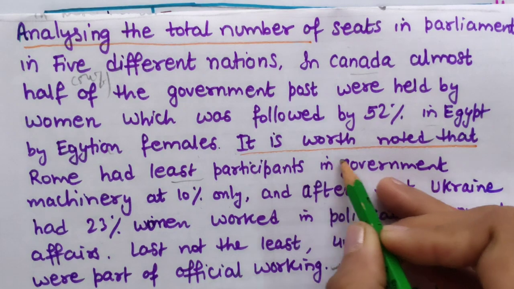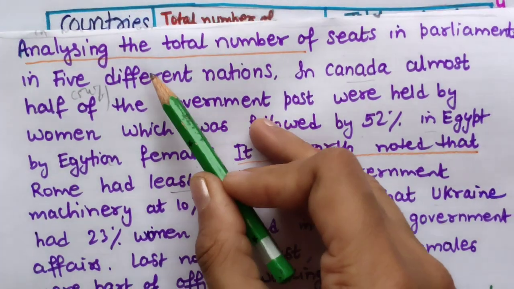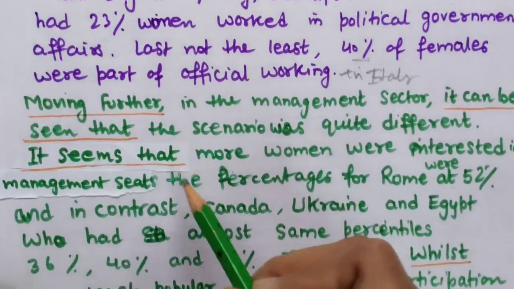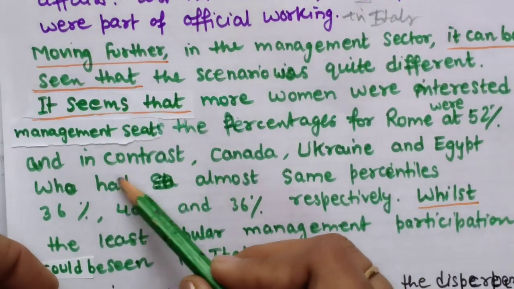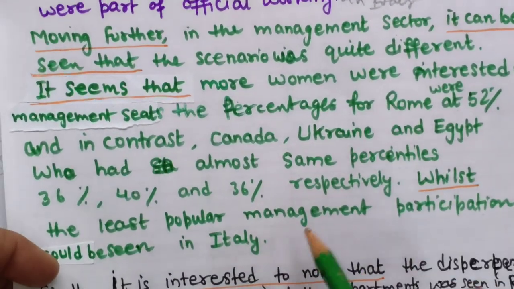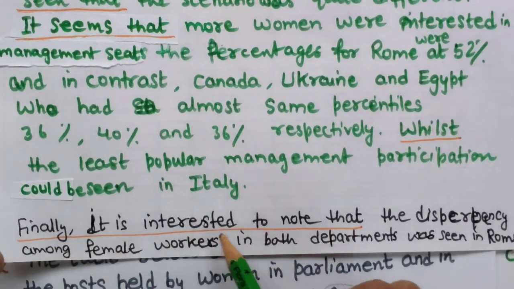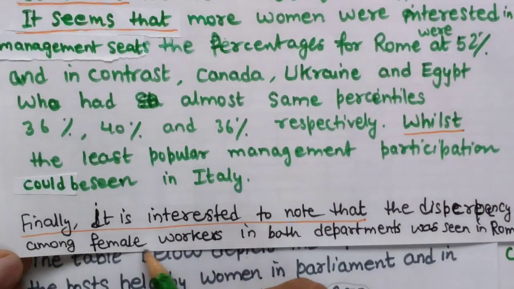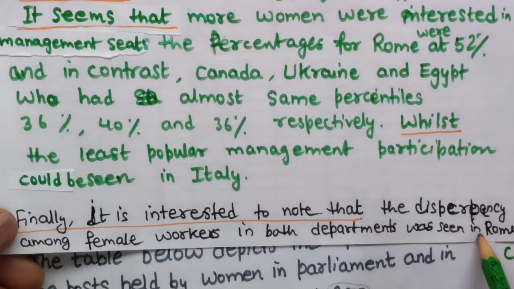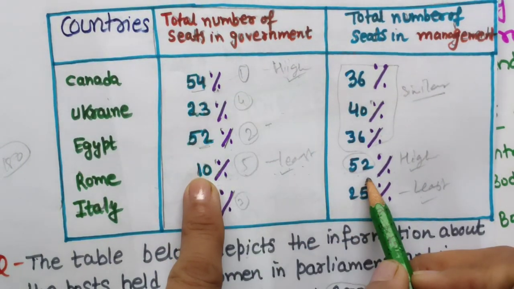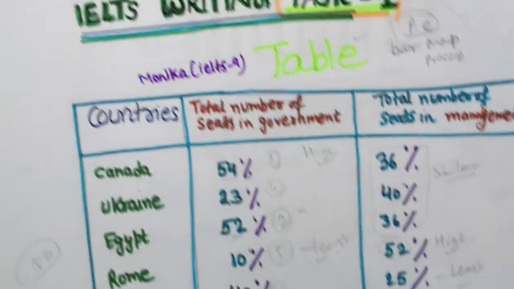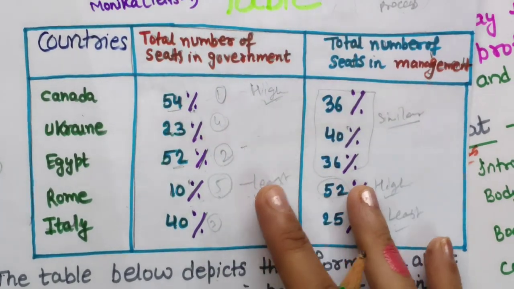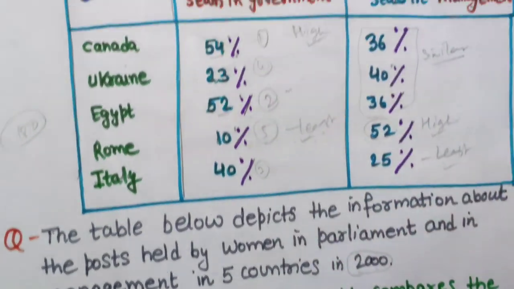Use these sentence structures: it is worth noting, it can be observed that, analyzing the total number of seats. Don't use them too much, but contrastive language is important. Moving further, it seems that, and in contrast, while or whilst, use these words. Now one important thing is left. Finally, it is interesting to note that the discrepancy, meaning difference, among female workers in both departments was seen in Rome. See this, 10% here and 52% is the highest. So we have done Writing Task 1. It is simple: how to divide the information into paragraphs, how to write the introduction, how to write the overall paragraph. Thank you so much.